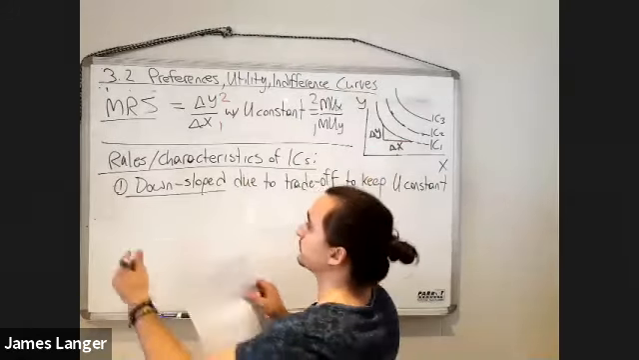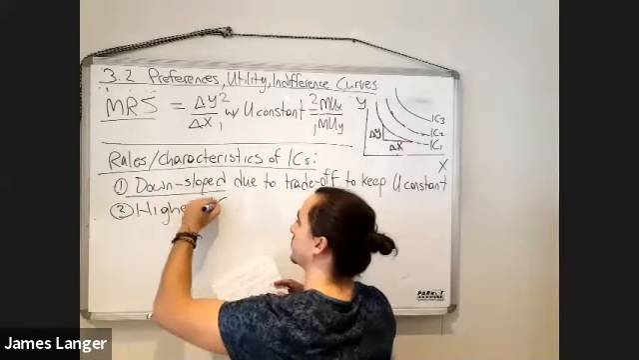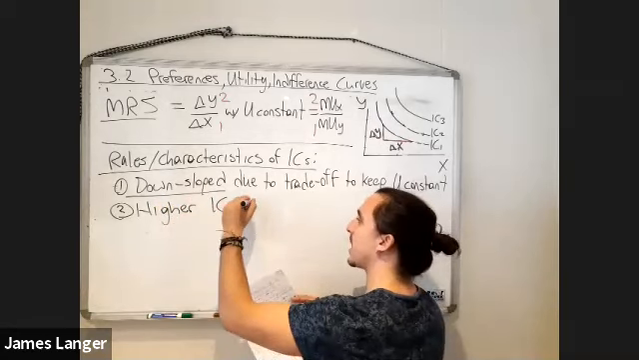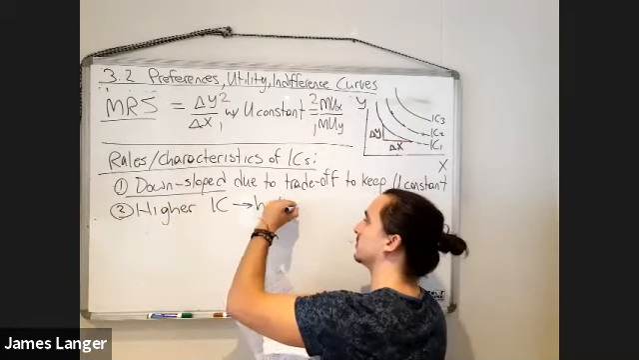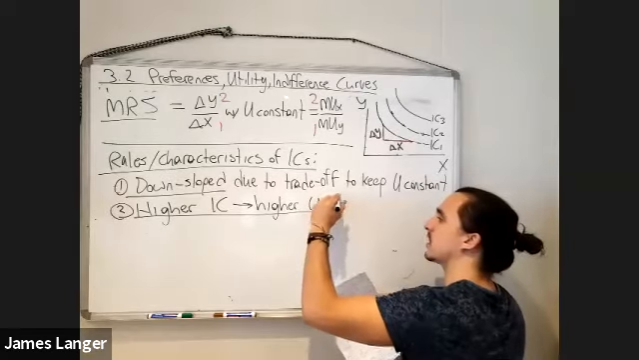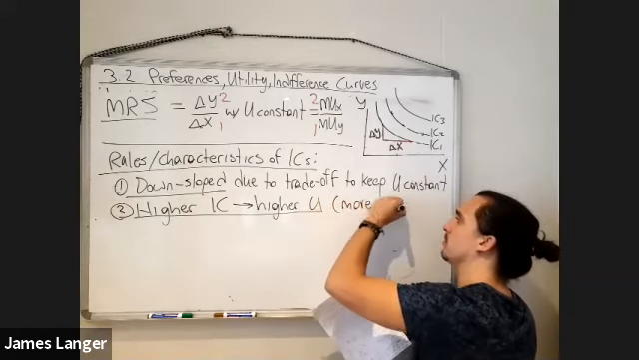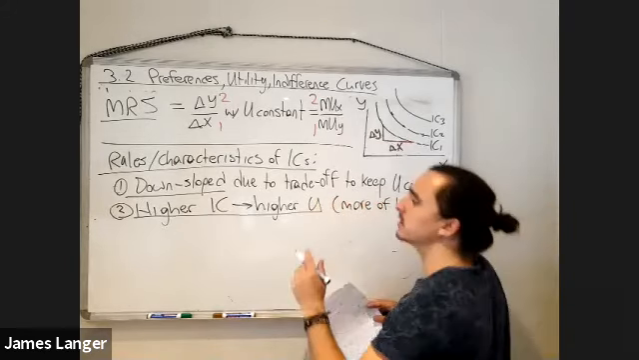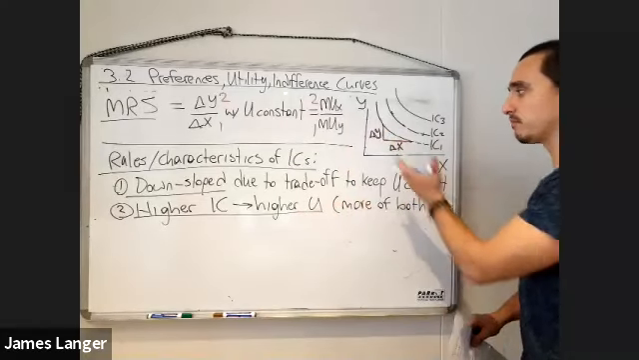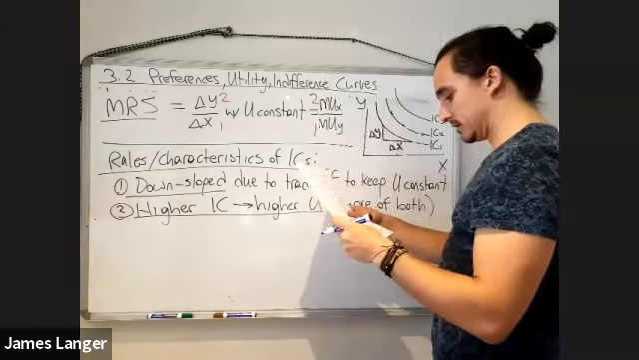The second thing is that higher indifference curves mean higher utility, since we basically get more of both. Higher indifference curves represent higher utility because you're going to get more of both when you move up the indifference curve. We've already spoken about that.